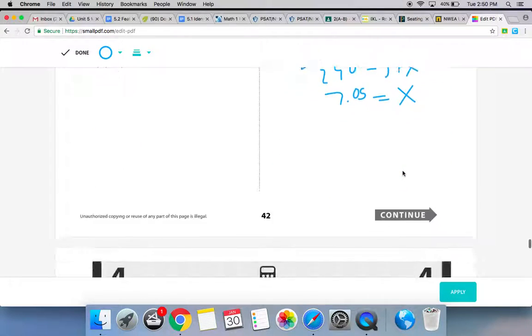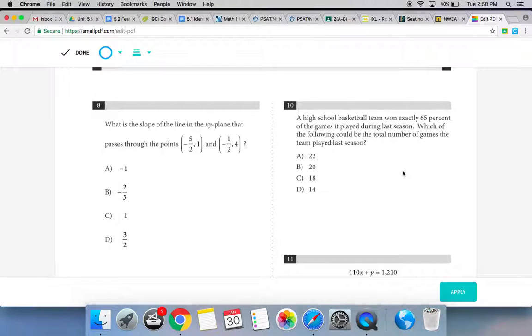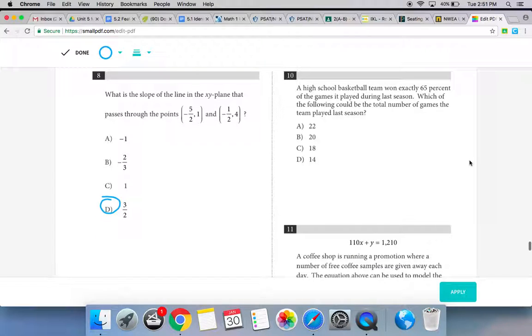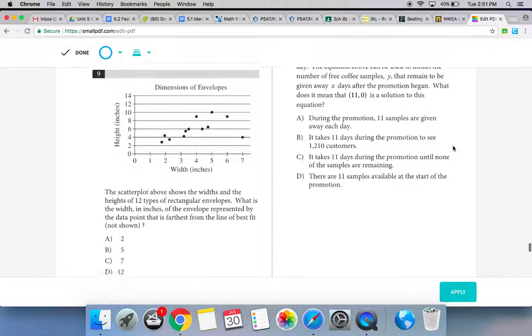Let's go to number 8. The answer for number 8 was D, letter D. The answer for number 10 was letter B as in boy. And let's finish up by doing number 9.